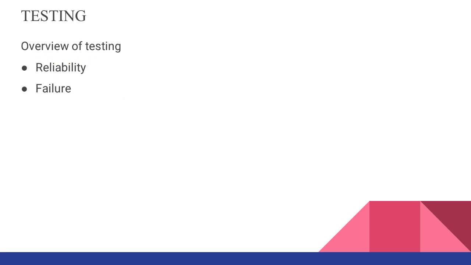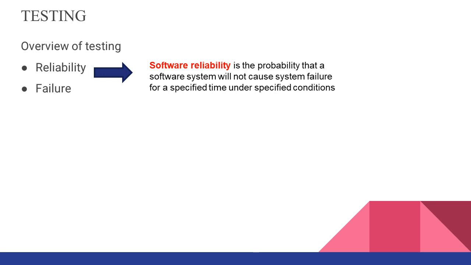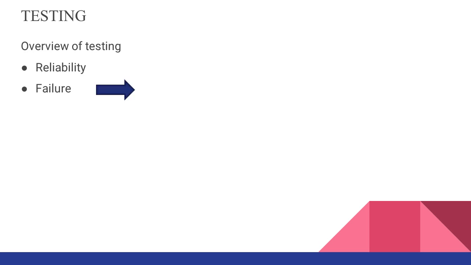So, we will see two important factors of testing. The first one is reliability. The reliability of a system is a measure of its ability to provide failure-free operation. Software reliability is the probability that a software system will not cause system failure for a specified time under specified conditions. The next one is failure. Failure is any deviation of the observed behavior from the specified behavior. A fault is also called a defect or bug.